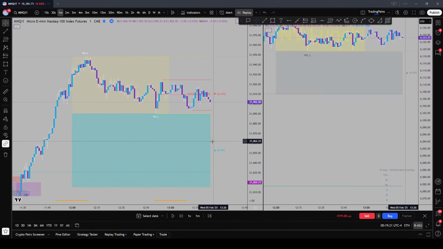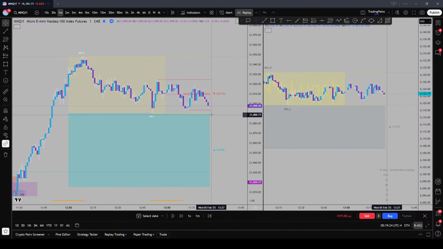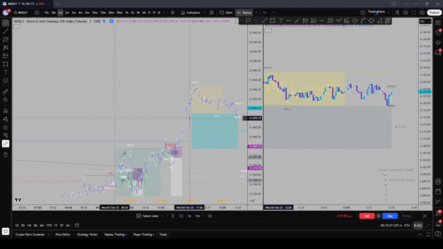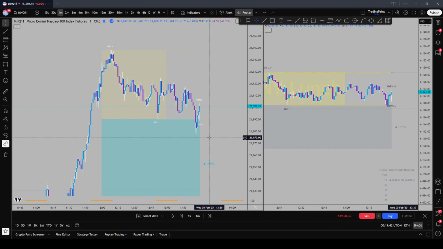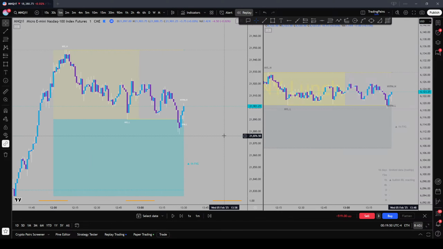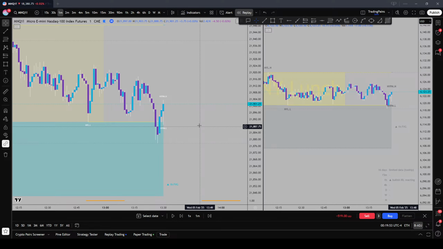Okay, so now we're getting to the PM session. PM session just tapped into the 1 hour, so let's see what it does first. 1 hour fair value gap. Could be bullish, but I don't even know where the draw on liquidity would be going. Okay, let's see if it gives us a market structure shift. From right here, I'll enter for longs.